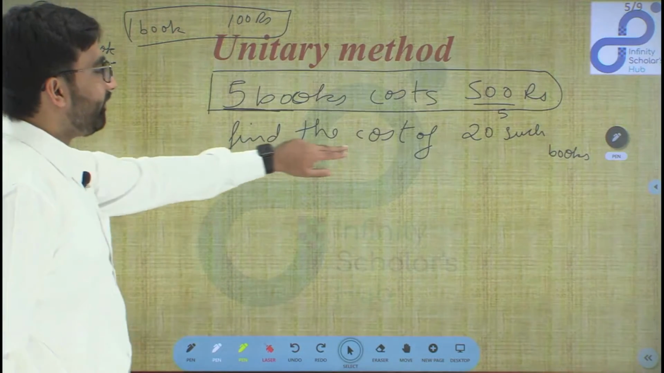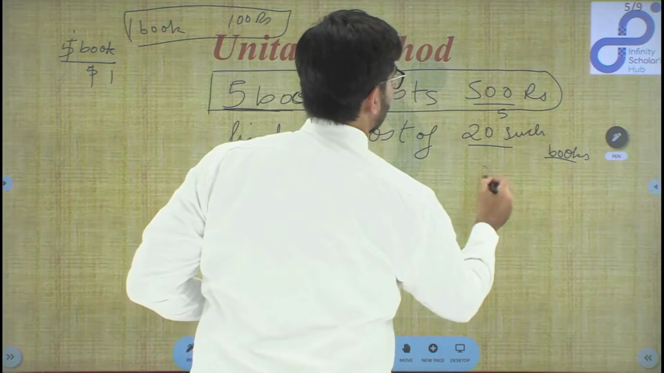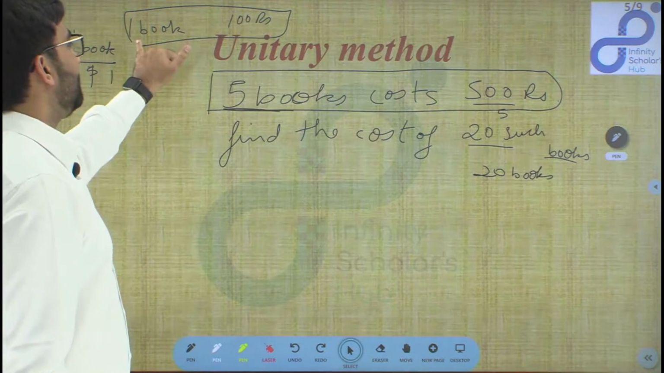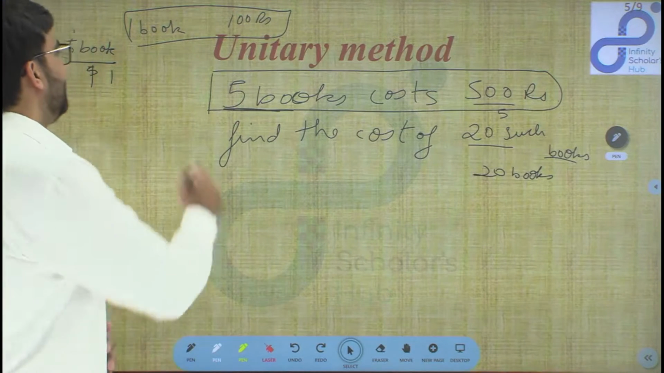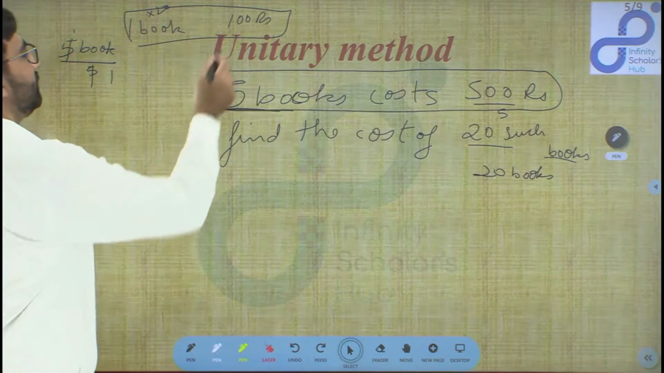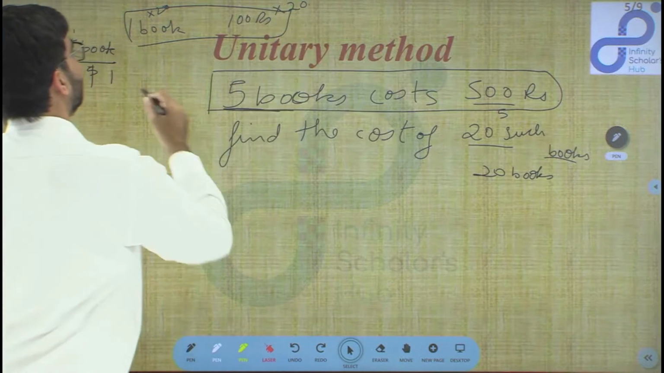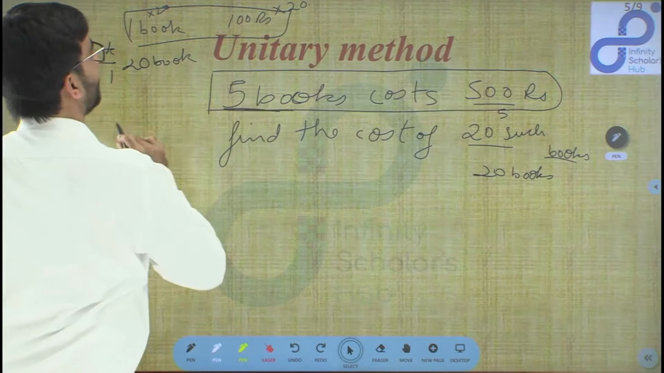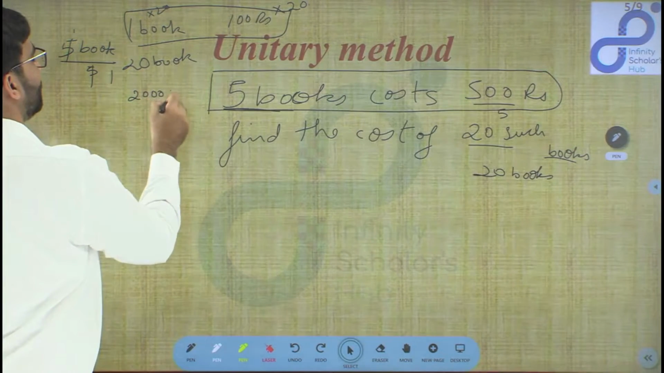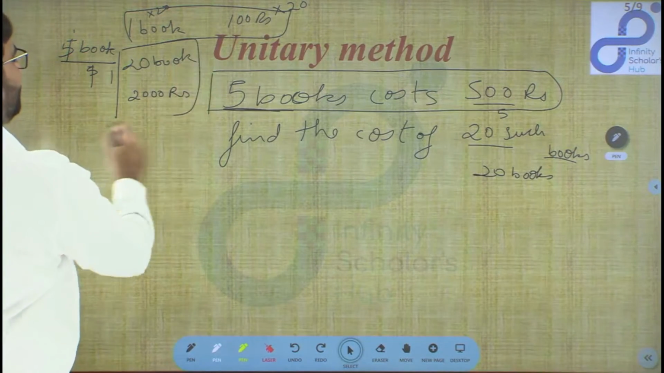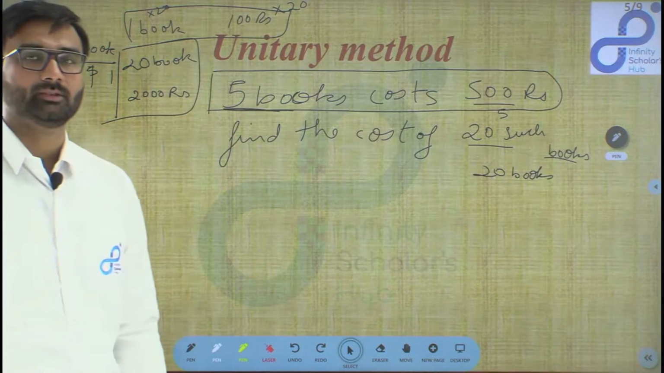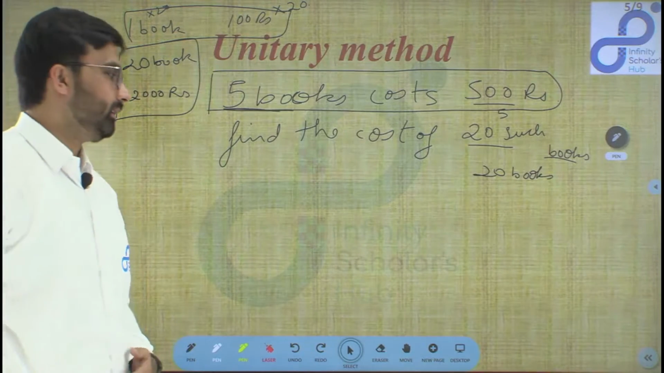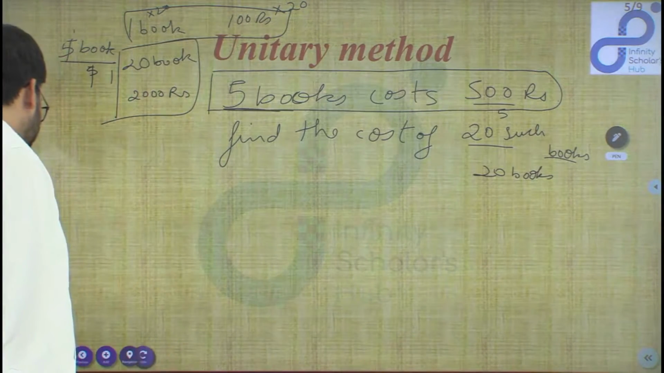Now you have to find out the cost of 20 such books. We have one book over here. If you want to make this one book into 20, you will multiply by 20, right? So the cost also will multiply by 20. So 1 into 20 will give you 20 books, and 20 into 100 will give you 2000 rupees. So the cost of 20 books is 2000 rupees. So this is a very easy way to solve the unitary method. Fine. Let's go on to the next topic then.